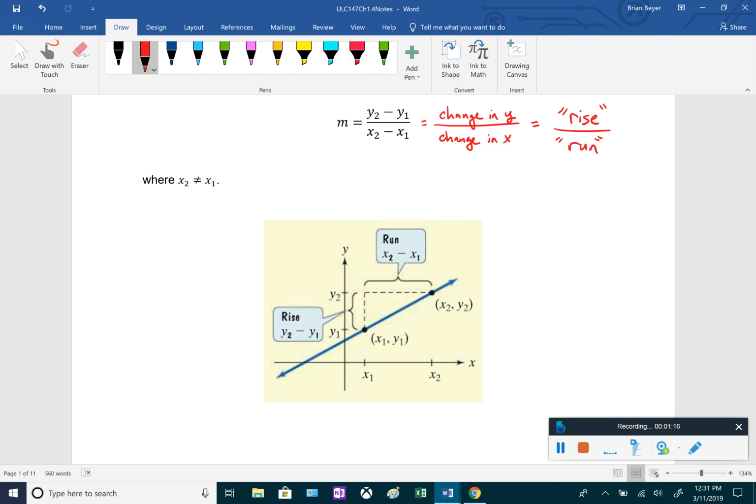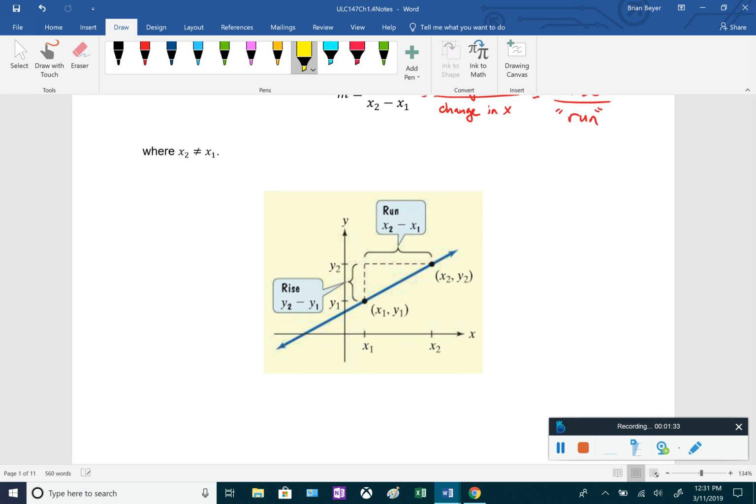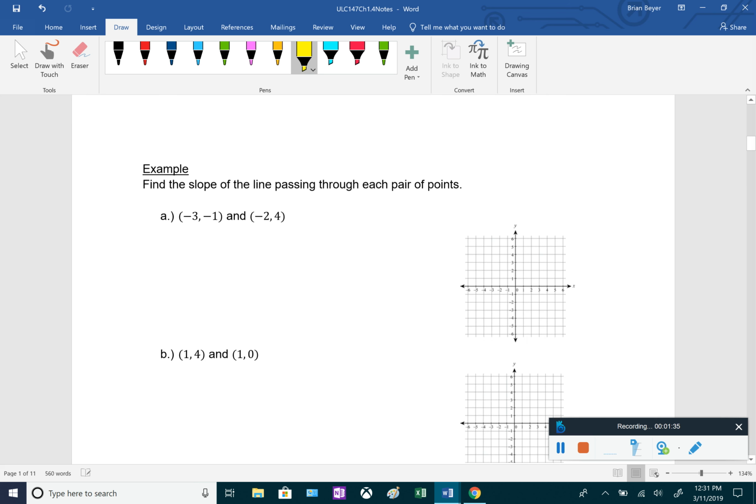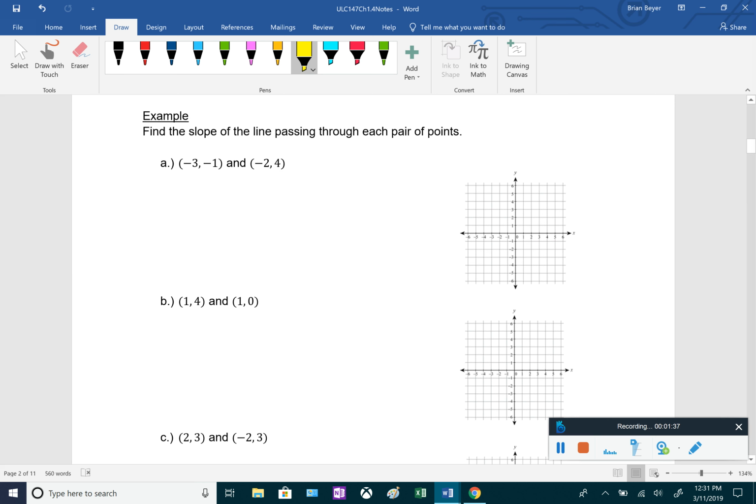So we have a little graph here showing the slope of a line. We have the slope between these 2 points, here and here. And it is the y distance divided by the x distance, measuring the steepness of the line. So let's do a couple examples here. Definitely memorize this formula. It's really, really important. So let's find the slope of the line passing through each pair of points.